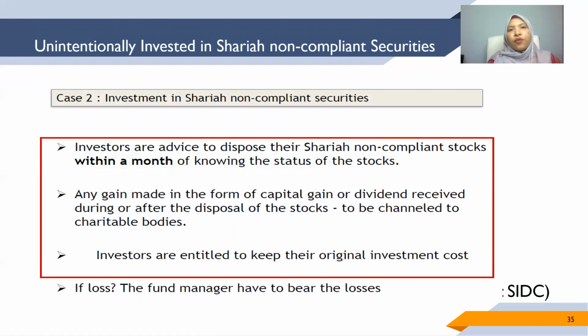Okay, unintentionally invest in Shariah non-compliant. So you are advised to dispose Shariah non-compliant within a month of knowing the status of the stock. So dalam masa 1 bulan. Okay, any gain made in the form of capital or dividend received during or after disposal is to be channeled to the charitable bodies. So you cannot get the profit from that, and investors are entitled to keep their original investment cost. If lost, the fund manager has to bear the losses. Okay, so this case is for the fund manager if they neglect in doing their business.